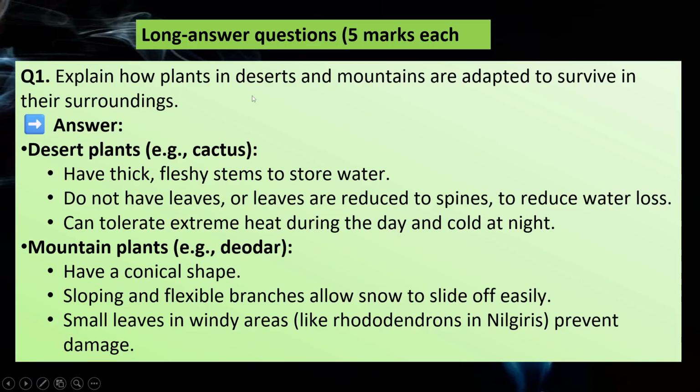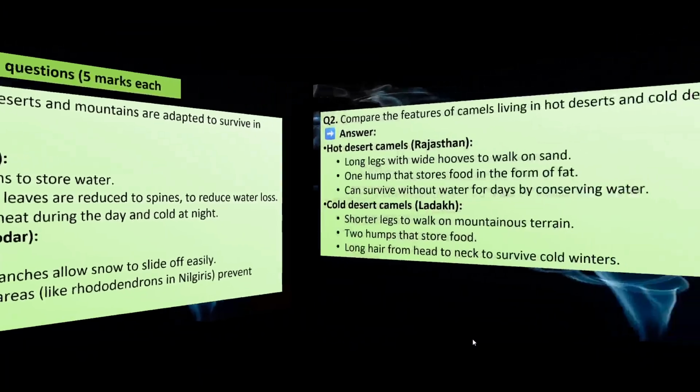Question number 1. Explain how plants in deserts and mountains are adapted to survive in their surroundings. Answer: desert plants, for example cactus, have thick, fleshy stems to store water, do not have leaves or have them reduced to spines to reduce water loss, and can tolerate extreme heat during the day and cold at night. Mountain plants, for example deodar, have a conical shape, and sloping, flexible branches allow snow to slide off easily. Small leaves in windy areas, like rhododendron in the Nilgiris, prevent damage.